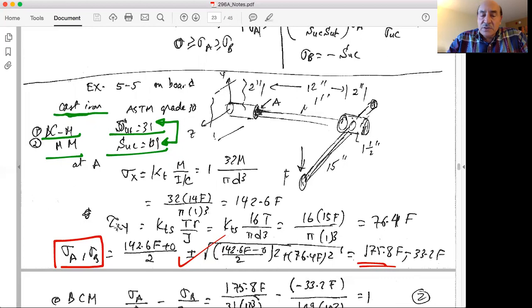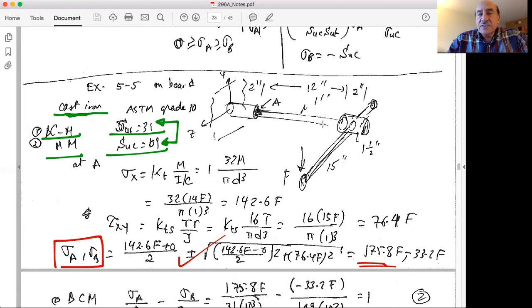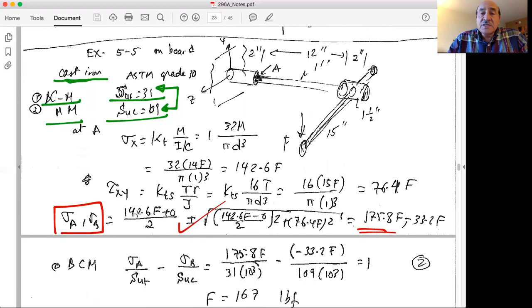We can also find the shear stress, and the shear stress is because of the torsion part. So we have to know that a force F downward is going to cause bending on that section of the bar, and it's also going to cause torsion because F times 15 is the torque that is applied. So in this case, we can find the shear stress that is acting at the same point A.